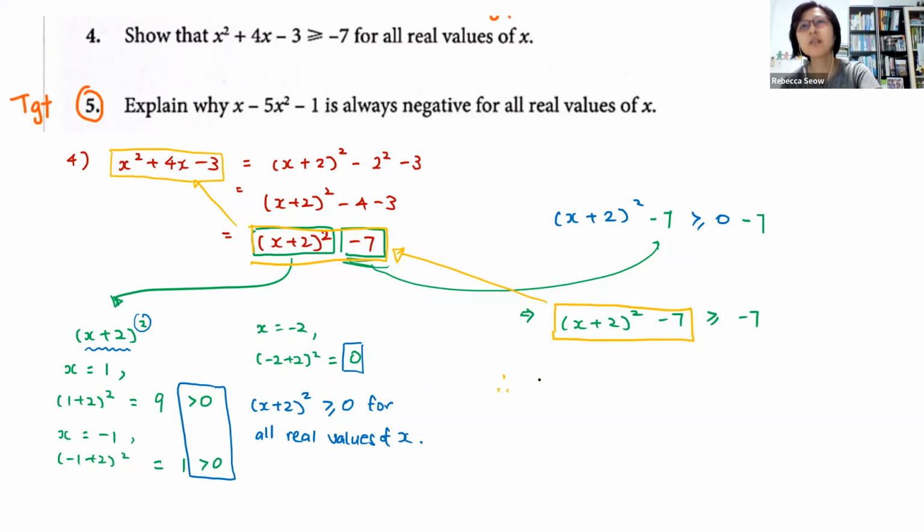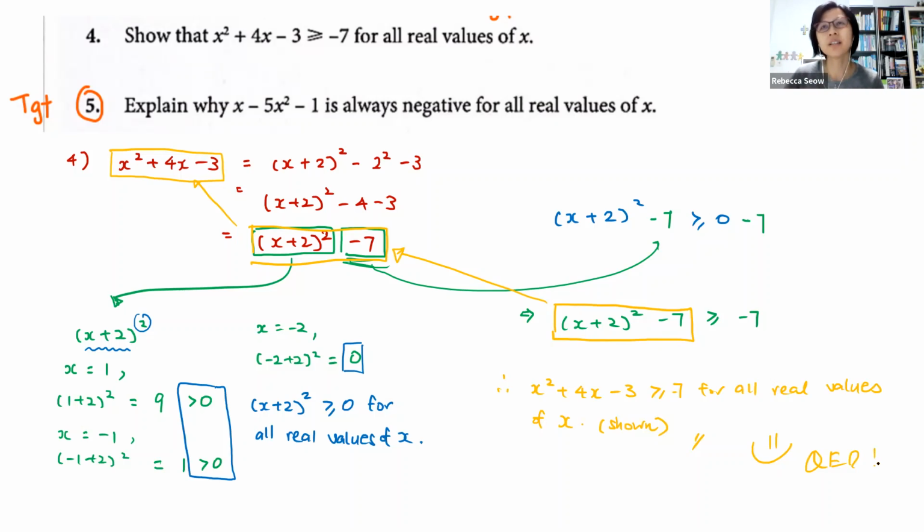So therefore, we can say that x squared plus 4x minus 3 is more than or equals to negative 7 for all real values of x. And we have shown it. So I hope that through this short explanation, you're able to better understand the lesson today.